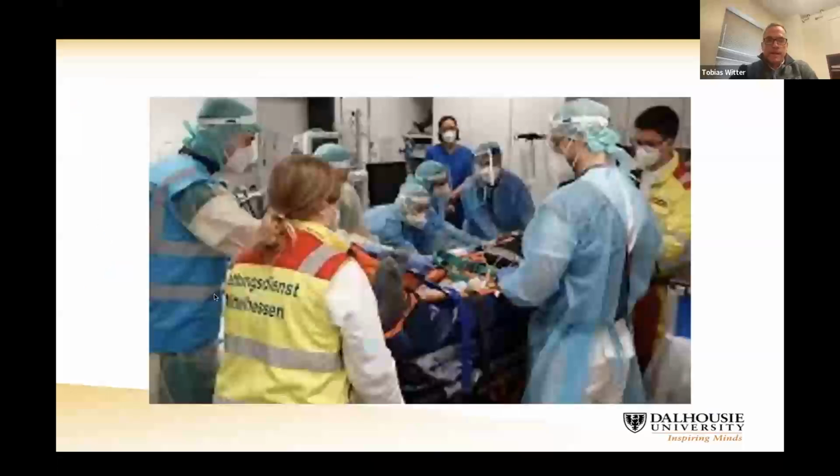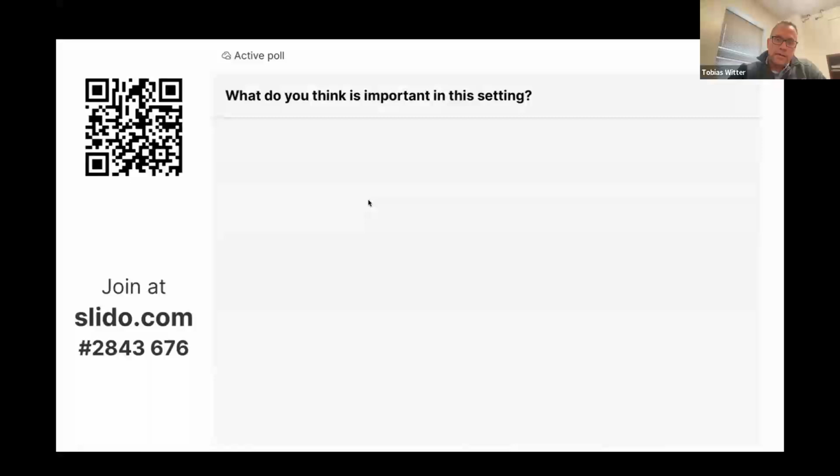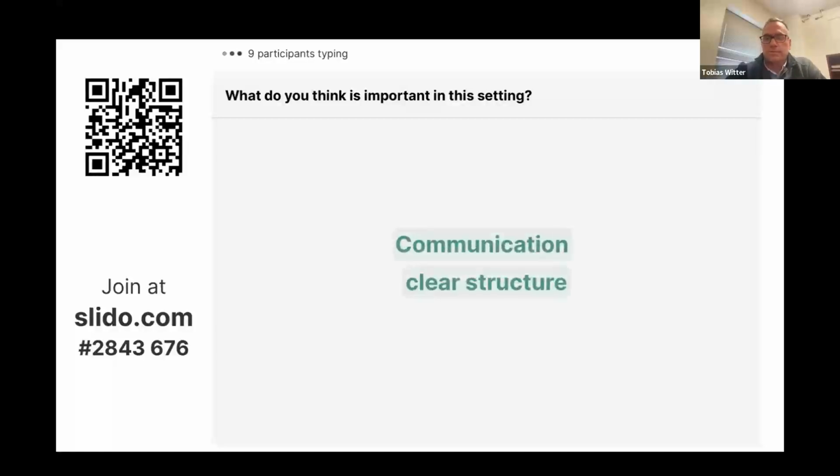And when we activate a trauma team, it often looks like this, that there's a bunch of people sitting or standing around the trauma and trying to do their best to help this patient. And we'll see if it goes this time. What is very important in this particular setting when we think about the image that you just saw, and what do you think is important?